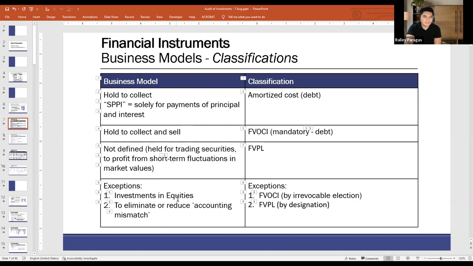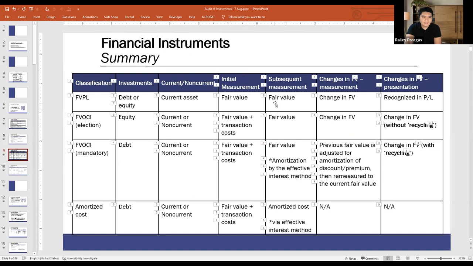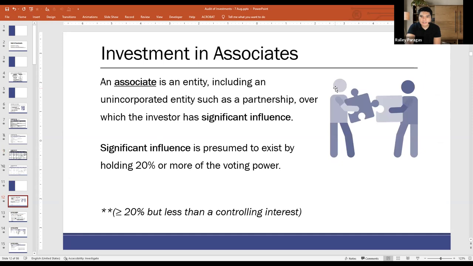Okay? Next, based on the classifications, diniscuss din natin yung accounting treatment nung yung mga investments na yun. So depende dun sa classification natin, which is dependent on the business model or some of the few exceptions, dyan nag-stem out yung ating accounting treatment. So na-discuss din natin yan. And then afterwards, we've illustrated this via a comprehensive problem, which I'm hopeful na na-discuss natin maigi, no, by that comprehensive problem. And then afterwards, nag-proceed tayo sa investment and associate, no?